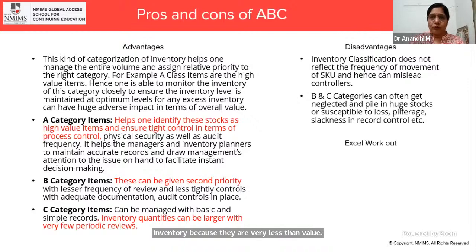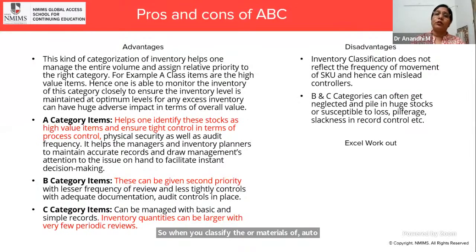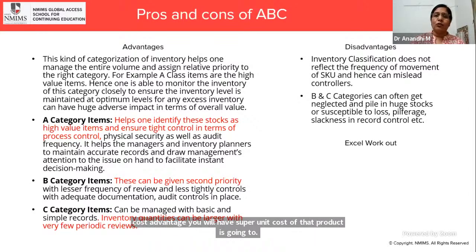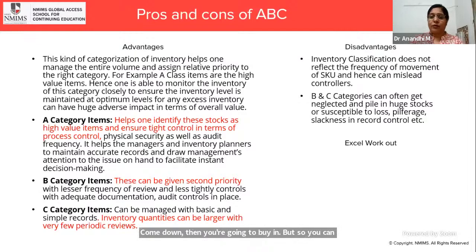So nuts and bolts, for example. So when you classify the raw materials of auto manufacturer, nuts and bolts invariably come and sit under C category item. You can go in for bulk purchases from the suppliers, buy in bulk, so that the cost advantage you will have. See, per unit cost of that product is going to come down when you are going to buy in bulk. So you can be a little lenient in maintaining the inventory of C category item. That is the reason behind why you are doing A, B, C classification.